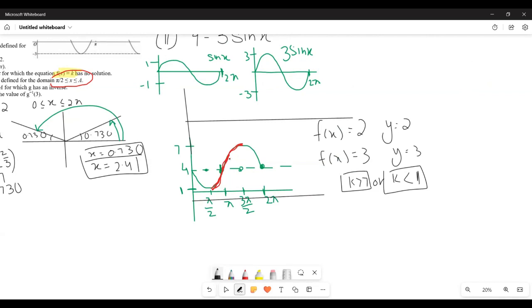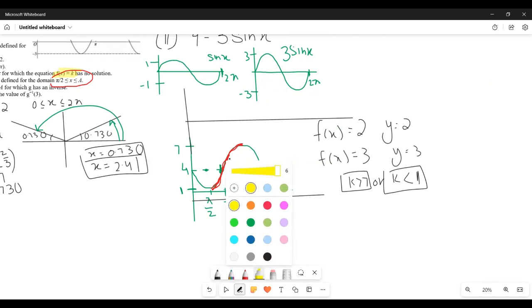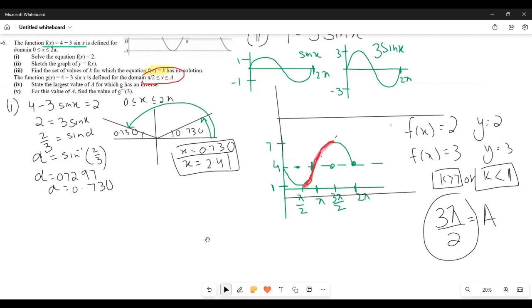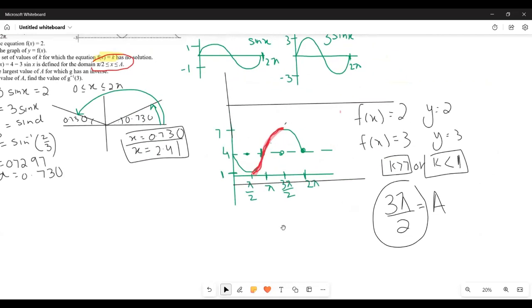So if we want a horizontal line to cut the red part of the curve at only 1 point, then you stop here. And where do you stop? At 3 pi by 2. So the maximum value that a can take so that this is a one-to-one function is 3 pi by 2. A is 3 pi by 2. For this value of a, find g inverse of 3.